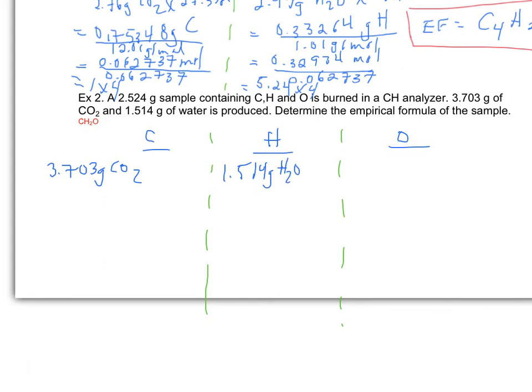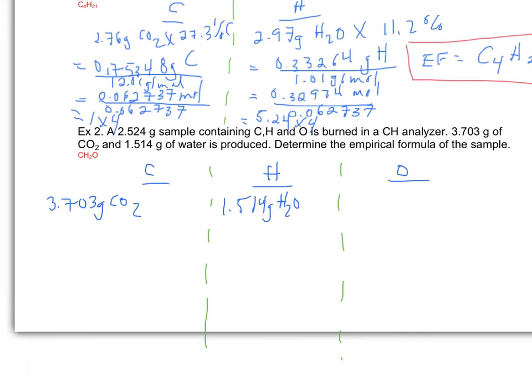The first step of the CH analyzer question is just like what we did in the last example. I'm going to times the grams of CO2 by the percent mass of carbon in CO2. That will give me the grams of carbon in the original sample. I do the same thing for the water. I times it by the mass percent of hydrogen in water, which is 11.2%.